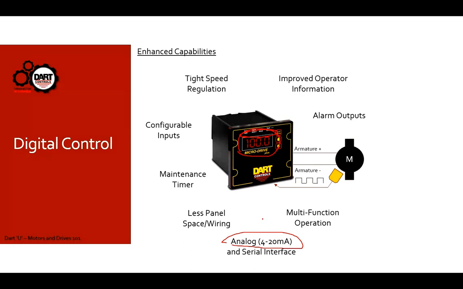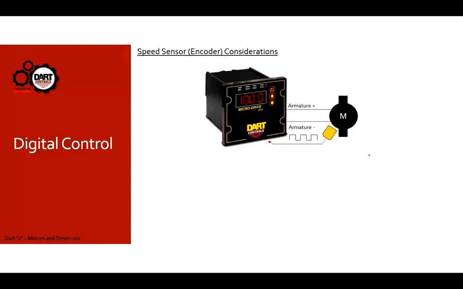There's even something called a maintenance timer. Many times plants will want to schedule preventive maintenance. We can actually have a real-time timer running in the control. How many hours has there been voltage going out to this motor, which is an indication of how much time that motor's actually been running, and we can set an alarm and have maintenance be performed.